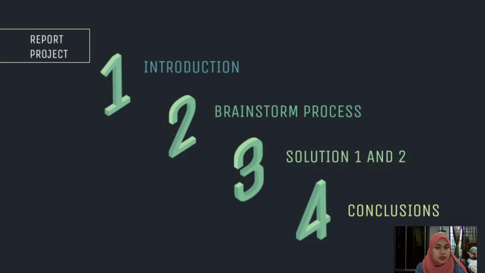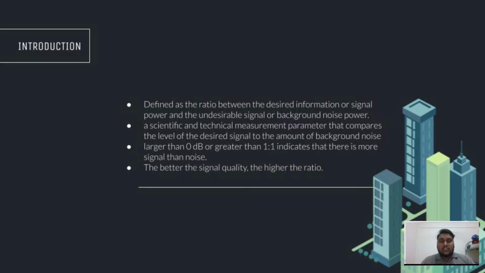Second is the brainstorming process, which we will explain by using a filler table and flowchart. Next, my group members will explain more about solution 1 and 2. Lastly, the conclusion from the PBL Activity 1. My part is the introduction for the first PBL that we conducted as a group project.